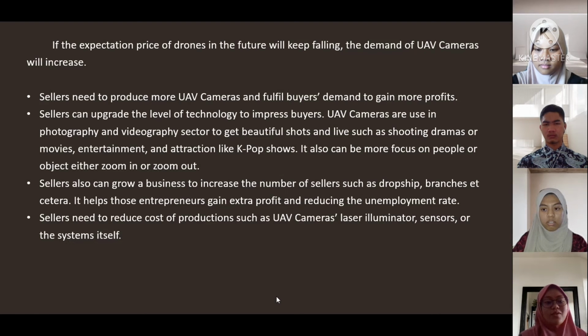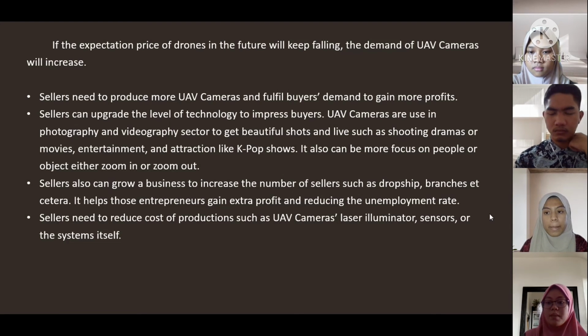Lastly, sellers need to reduce the cost of production, such as for UAV cameras, laser illuminators, sensors, or the system itself. With a lower cost of production, firms will be able to supply more products and achieve their goal, which is to minimize costs.